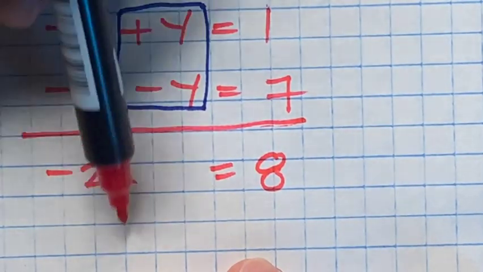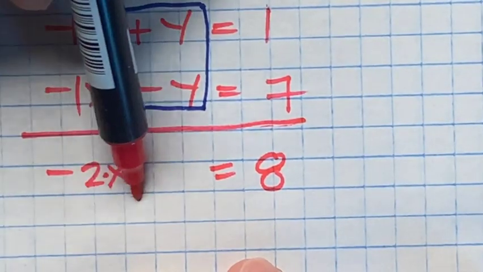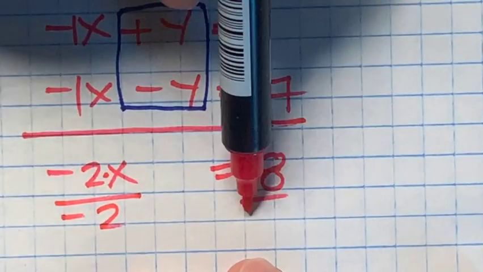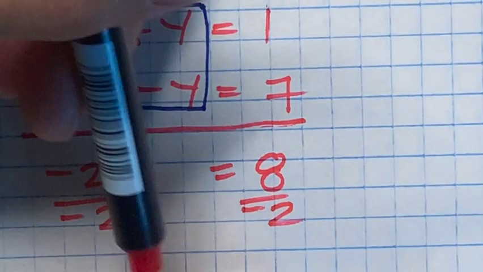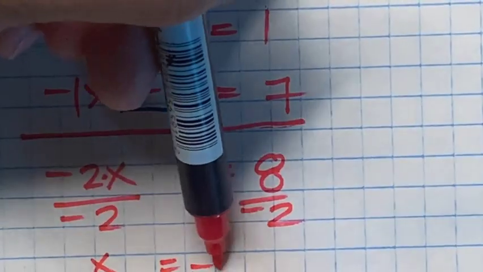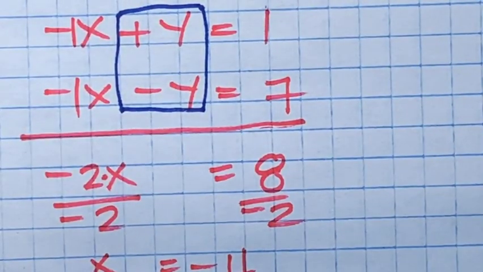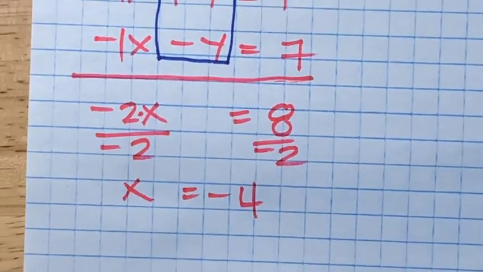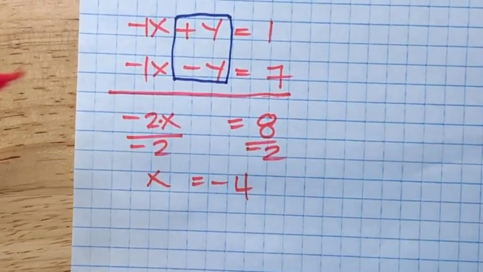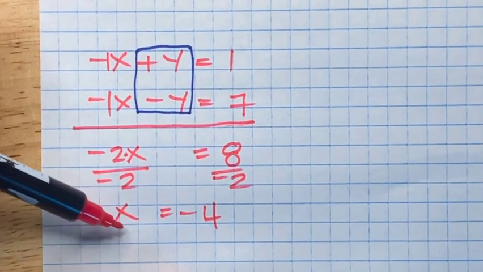The opposite of multiplication is division. So we're going to divide both sides by negative 2. So x equals negative 4. All right, now make sure that you remember that this is your x value.